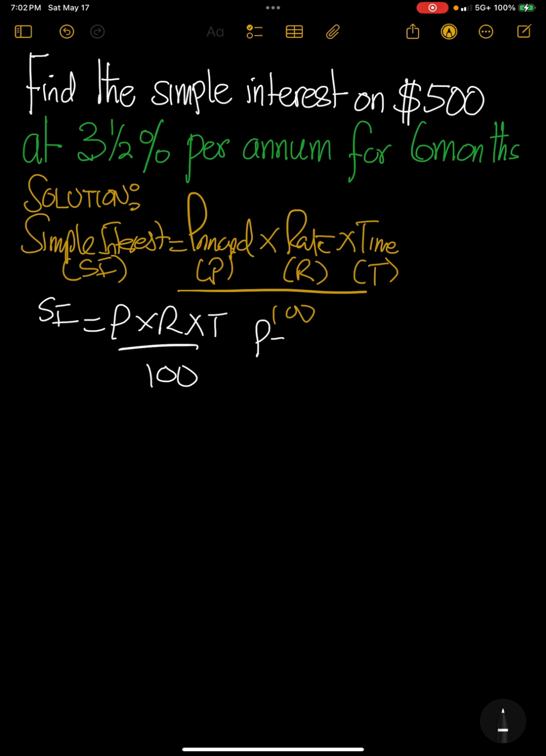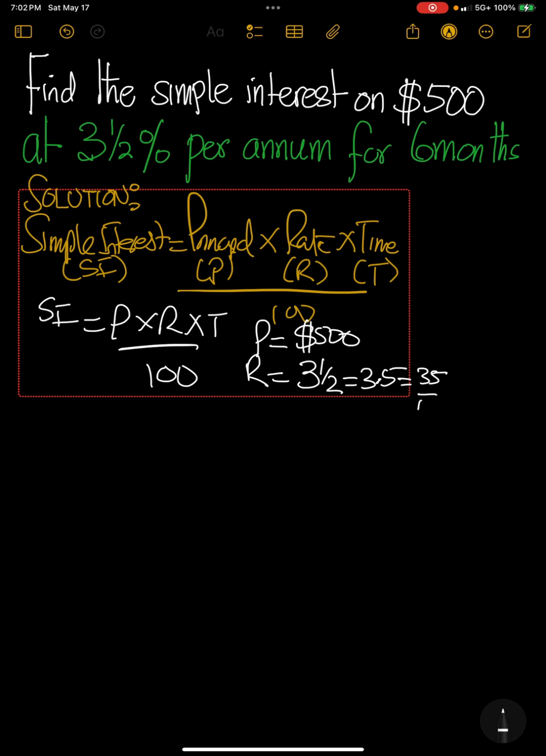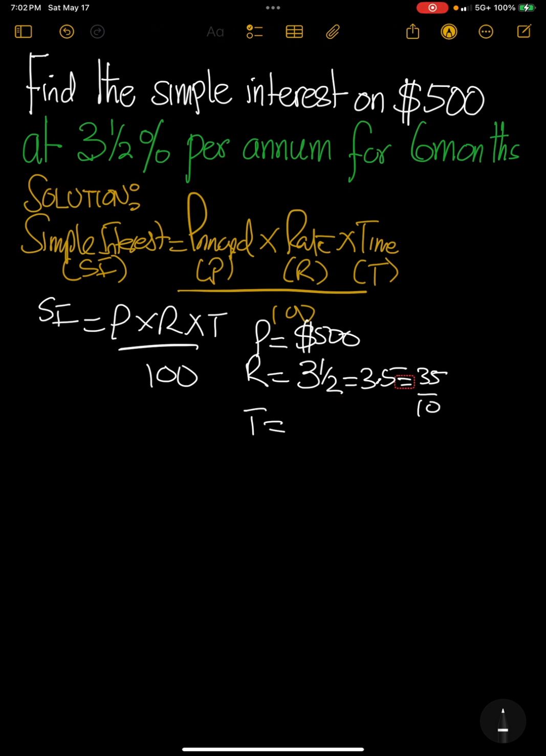Now, the P here is our principal or the deposit, which is the $500. Our R, which is the rate, is 3.5. We don't need to divide by 100 because the formula is already taking care of that. Now, 3.5 is the same as 35 over 10. And then our time here is 6 months, which is less than a year.